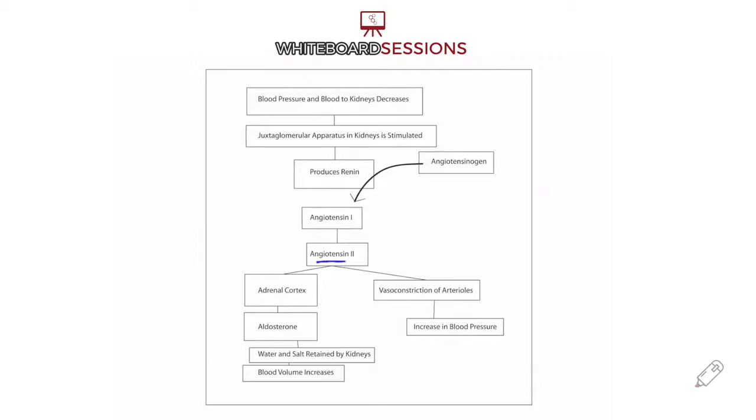If you look at that top part, it says blood pressure and blood to the kidneys decreases. When that happens, those JG cells are stimulated. What do JG cells release? Right, renin. They release renin, and renin's job is to change angiotensinogen to angiotensin 1. What changes angiotensin 1 to angiotensin 2? Right, ACE. And actually this is where our ACE inhibitors work. So we can go ahead and write it right in. All right, ACE. So ACE changes angiotensin 1 to angiotensin 2.